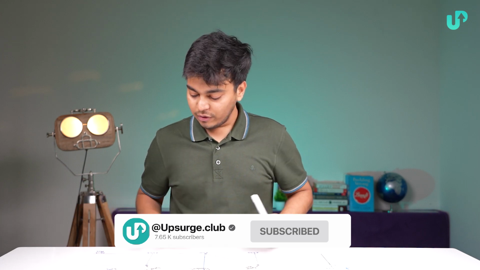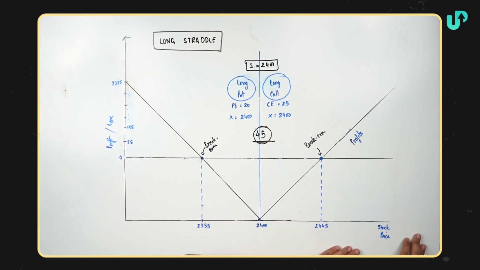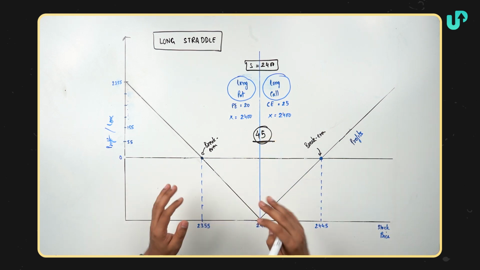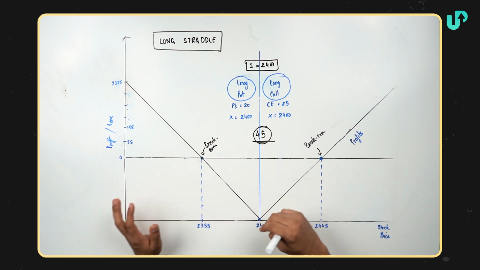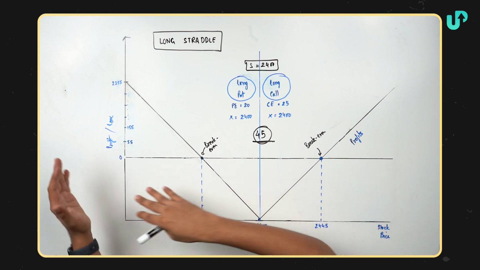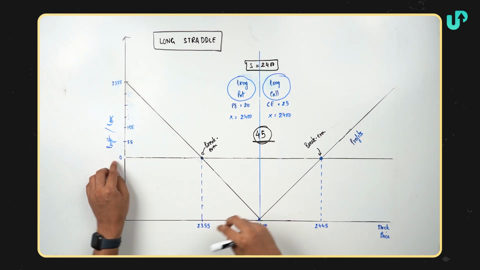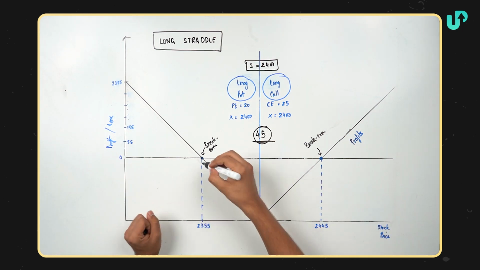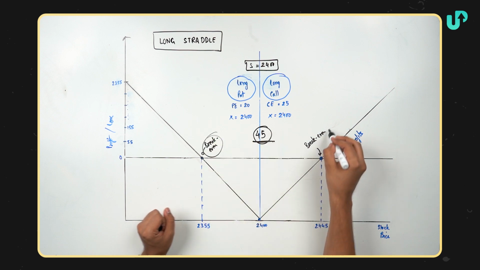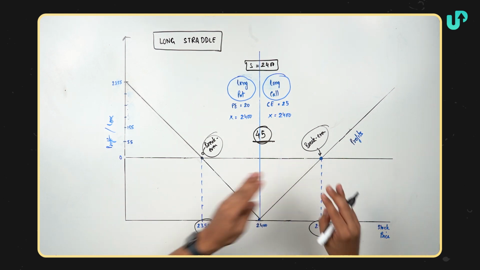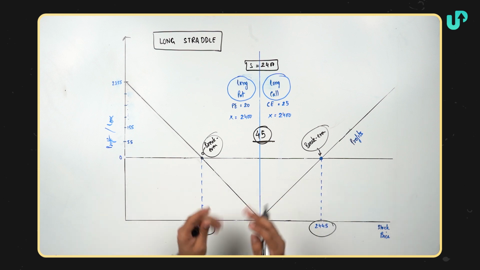Now see how it works out. On the x-axis we have the stock price. If we move towards the right, the stock price is increasing. If we move towards the left, the stock price is decreasing. That is pretty easy to understand. On the y-axis we have the profit and loss. This particular line, where the profit and loss is breaking even, are the price points of 2445 and 2355. Let me explain the break even points, and then we'll understand the profits of this particular strategy.